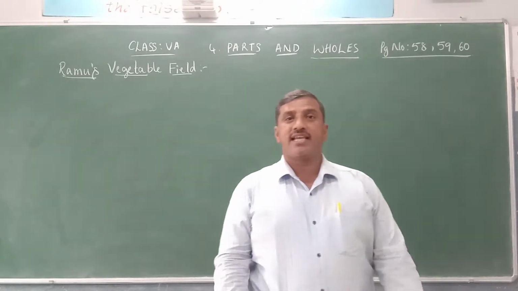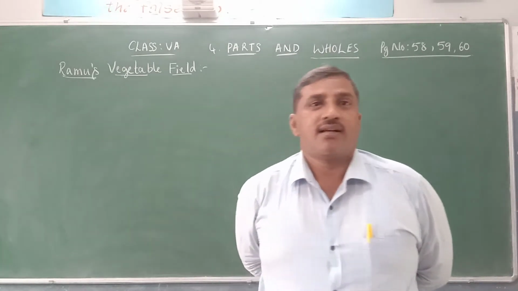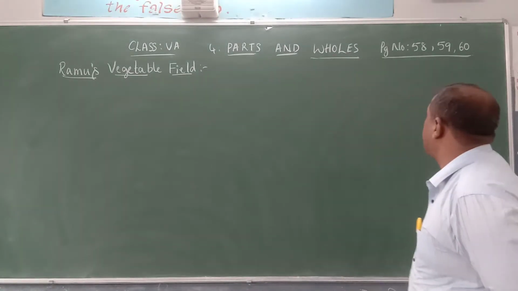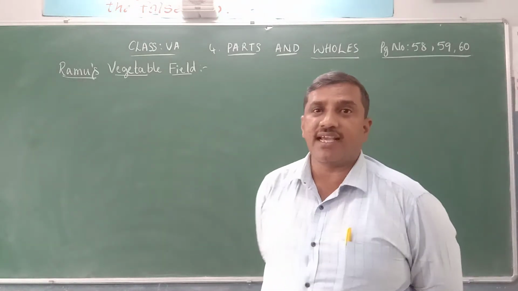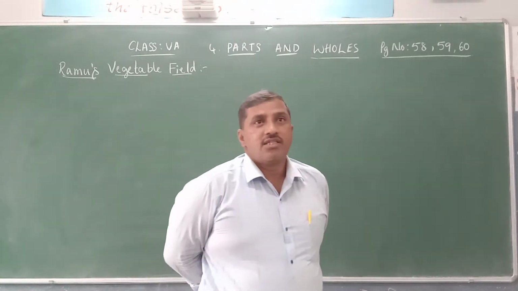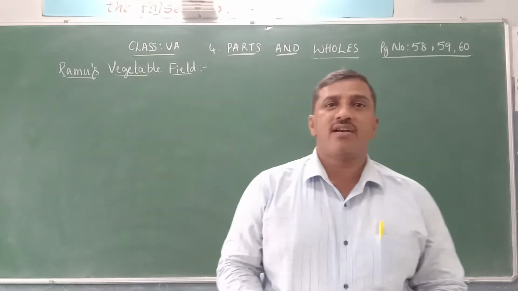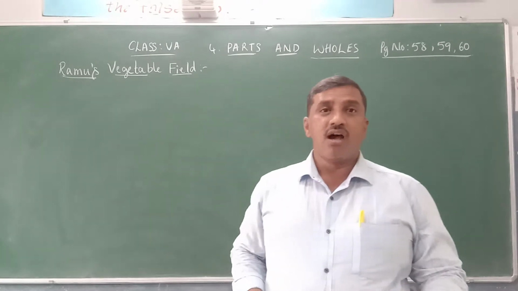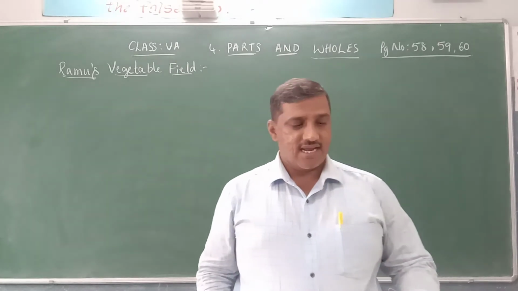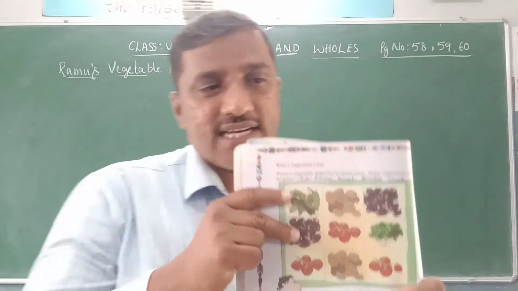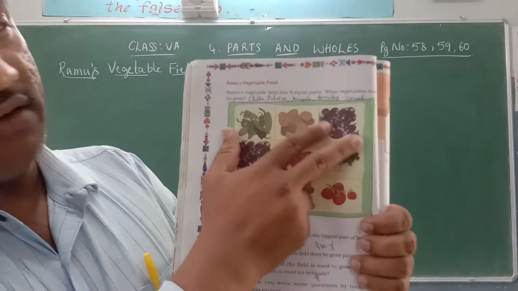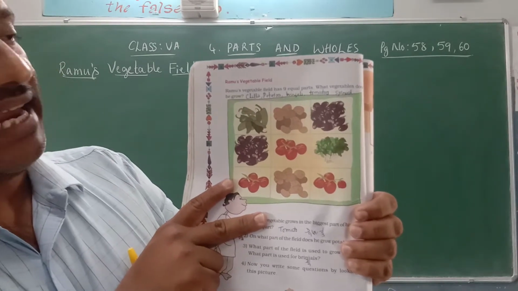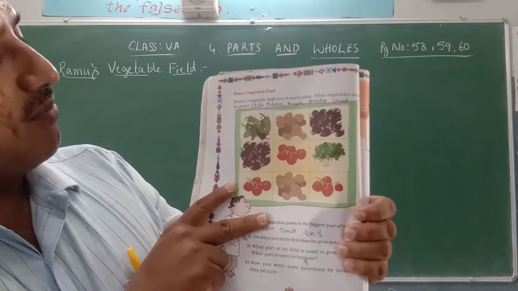So we are discussing the fourth unit, Parts and Wholes, and today we are going to discuss page numbers 58, 59 and 60. So page number 58, yes children, open your textbooks and look at page number 58, Ramo's vegetable field. Here we have Ramo's vegetable field, and it has 9 equal parts. What vegetables does he grow?